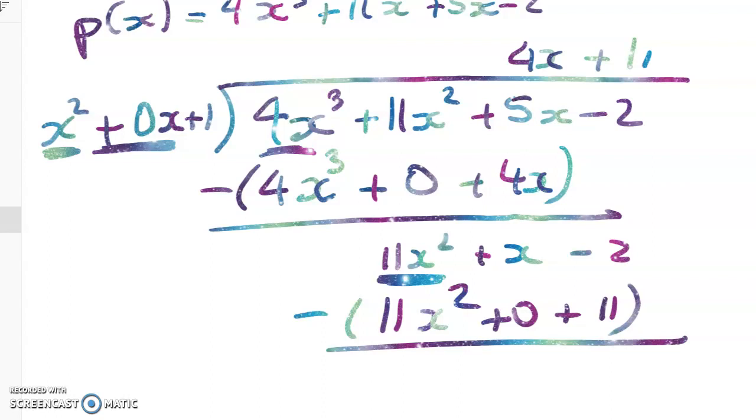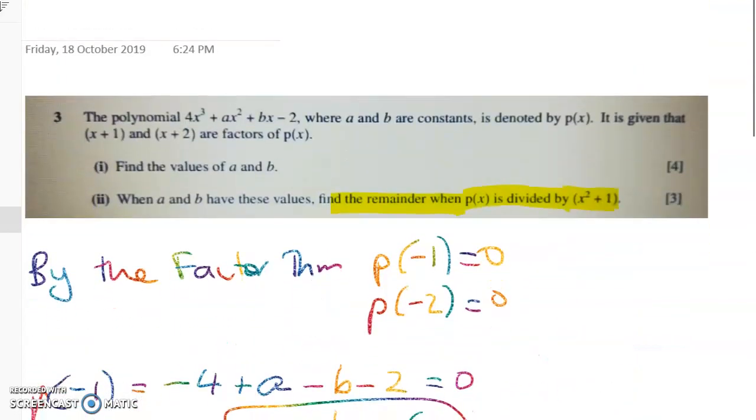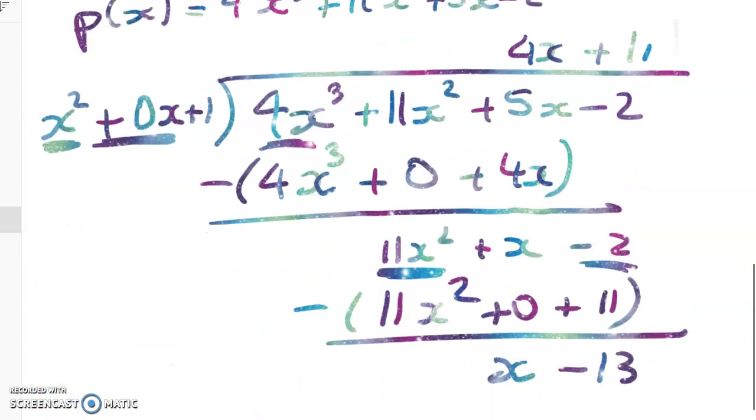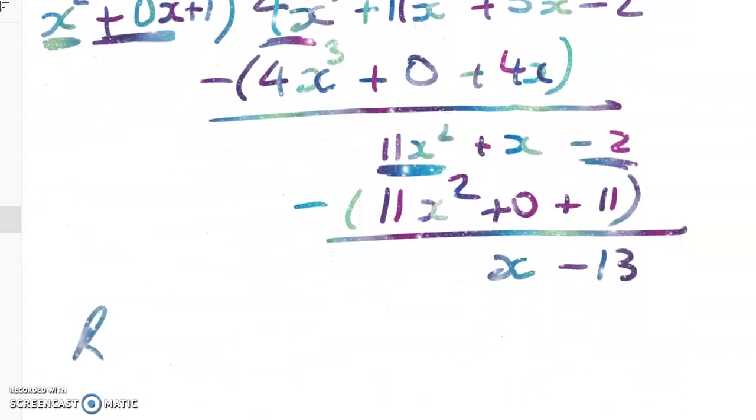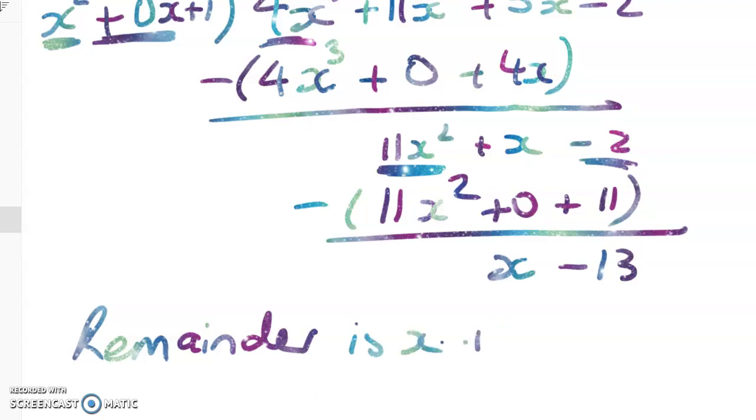That's going to give me my remainder. What do we have here? So we've got 0, then x minus 0, minus 2 minus 11, x minus 13. What were we asked for? Well, we were asked to find the remainder. So the remainder is what falls out the bottom, and we're just going to write that out. So remainder is x minus 13. There you go.